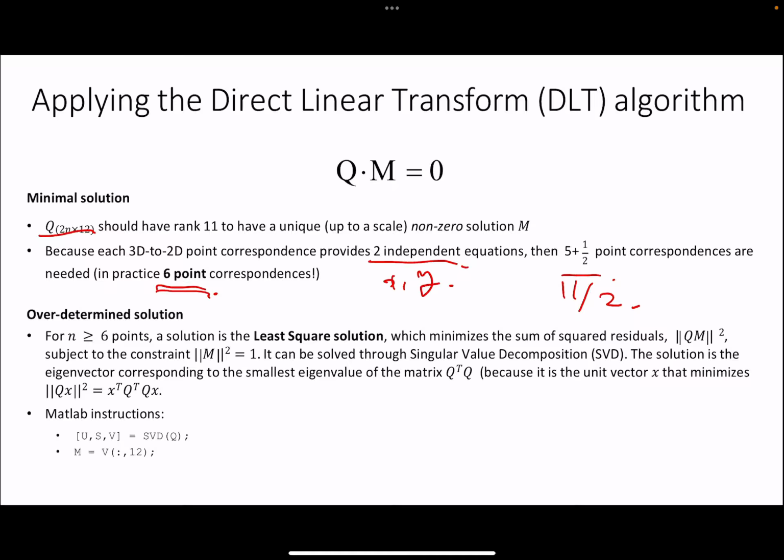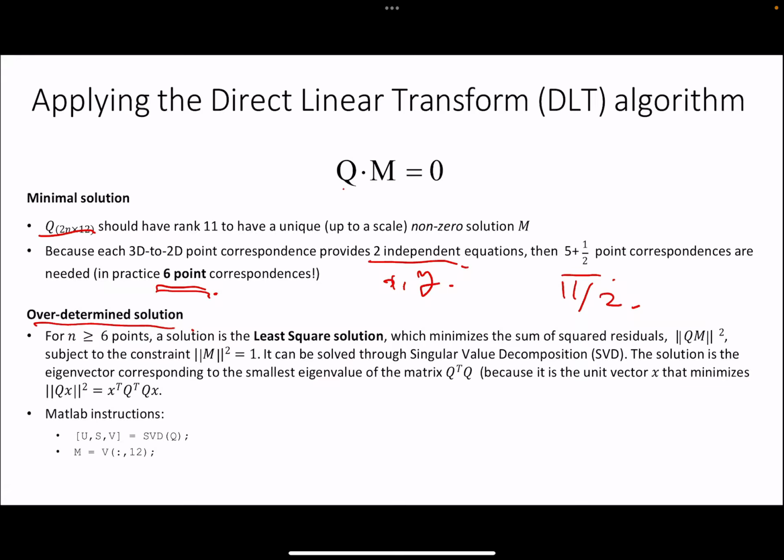But in practice, there can be a lot of noise. The 2D pre-processing algorithm could fail. Our measurement can be noisy. There is no perfect thing in engineering, so there can always be noise. This is different from theory. So in practice, we do not use only 6 points. In practice, we use more than 6 points, an over-determined solution. So for n larger than 6 points, the solution is a least squares solution, right? We can just apply optimization, which minimizes the sum of squared residuals.